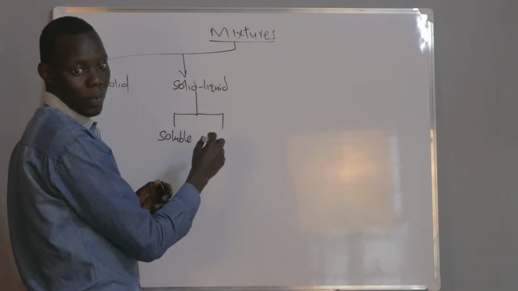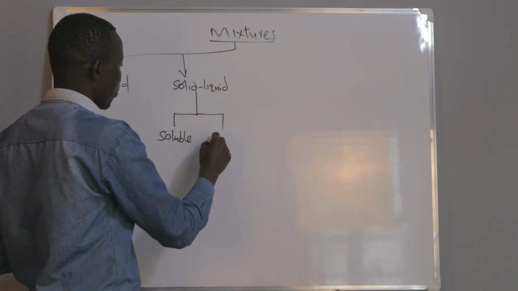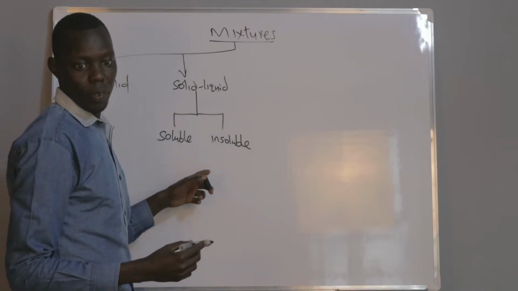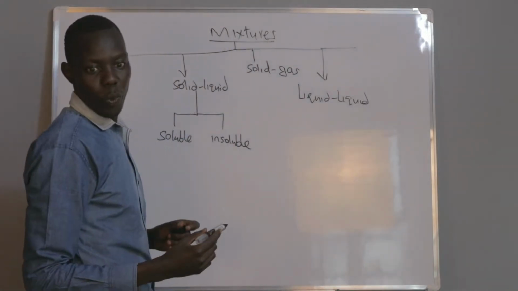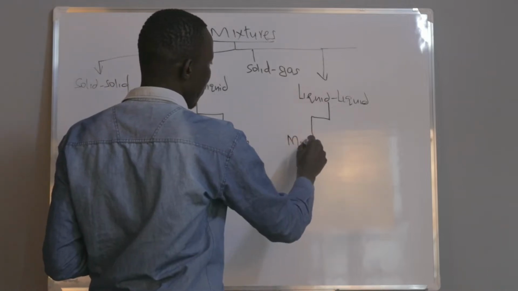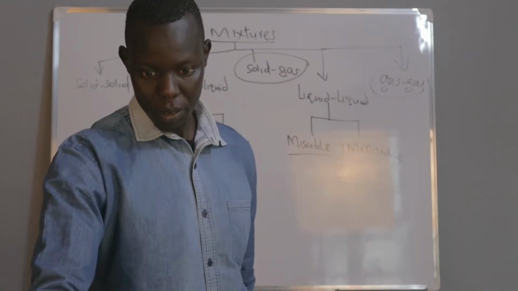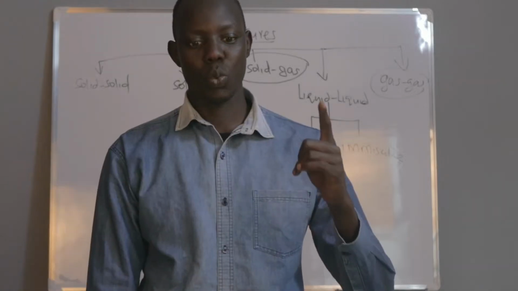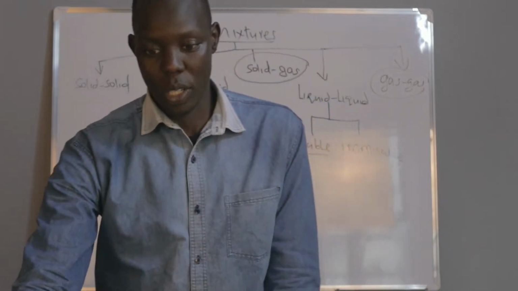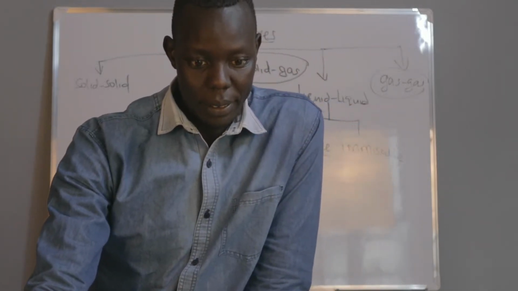Then we have insoluble. If this liquid, we will split into two. It depends on the physical properties of what you are supposed to separate.